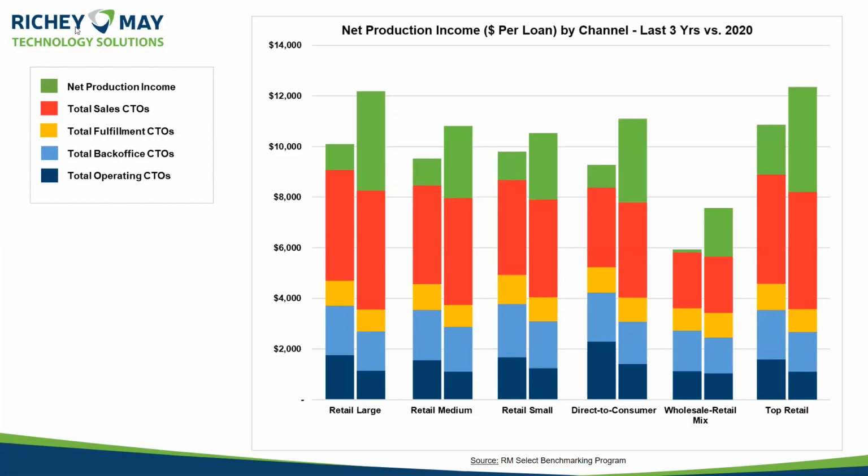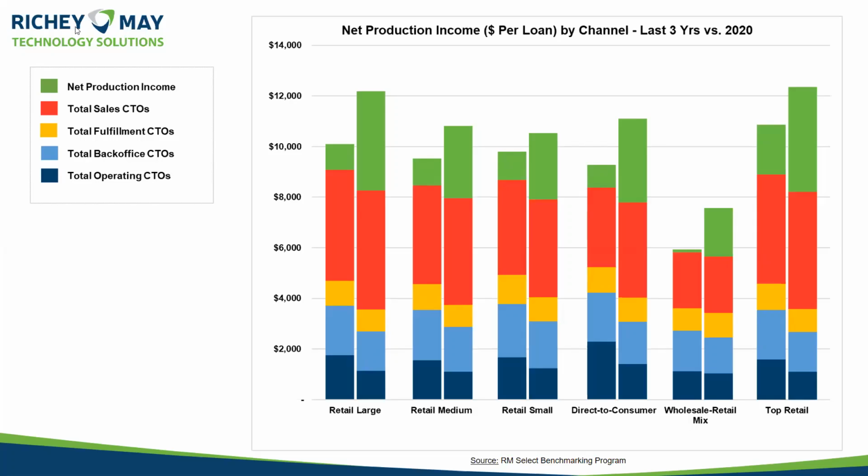So this chart, if we look at the left of it, is that same chart we were just looking at, the last 3 years of net production income. And the chart to the right of it, for each of these peer groups, is what we see in 2020, which would be year-to-date 2020. So this is all of 2020. The first thing we're going to notice is that the height of each bar for the 2020 period is quite a bit higher, right? This is just indicating how much total production revenues have grown. And if we look at each of the individual peer groups, what we see clearly is that the retail large and the direct-to-consumer groups see by far the largest increase.